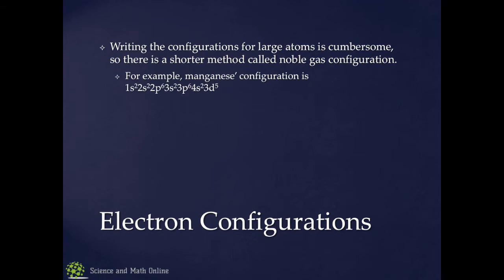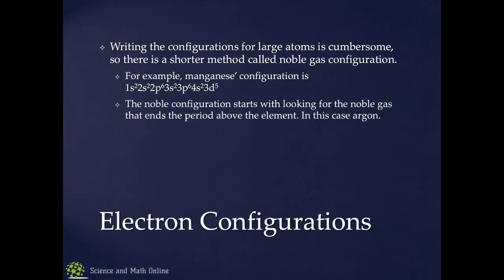And so we're looking at manganese's configuration here. Missing an S after that apostrophe, but anywho. So we got its configuration there. 1s2, 2s2, 2p6, 3s2, and so on. So the noble gas configuration starts by looking for the noble gas that ends the period above the element. Okay, so manganese is on the 4th row, or the 4th period. So we need to look at the end of the 3rd period. At the end of the 3rd period is argon.